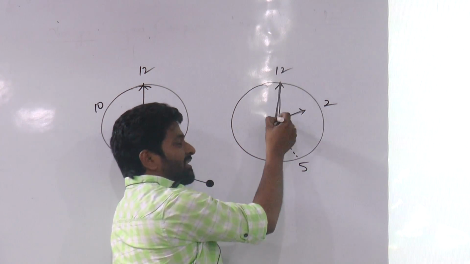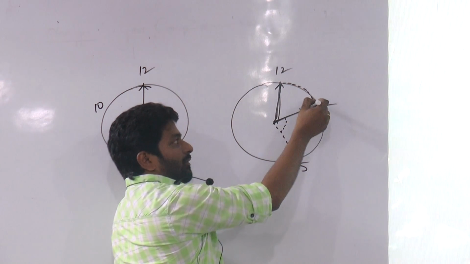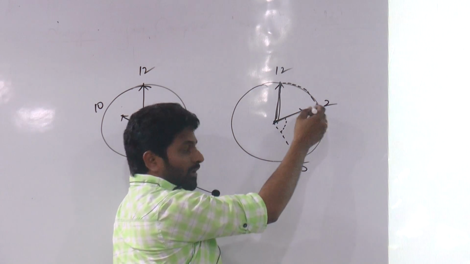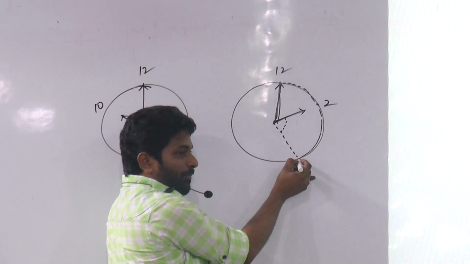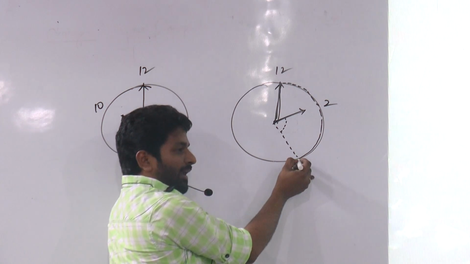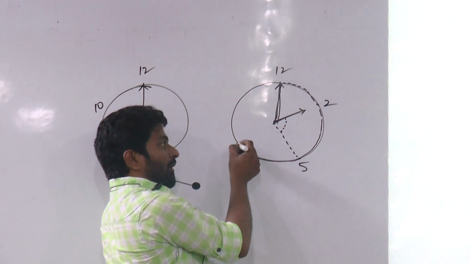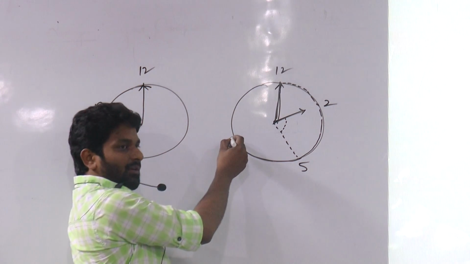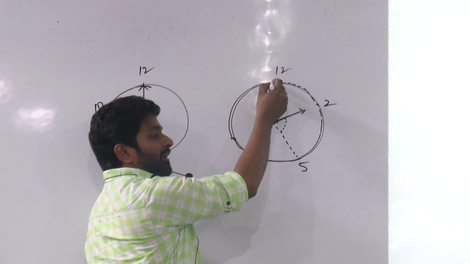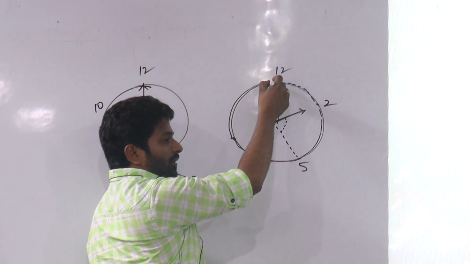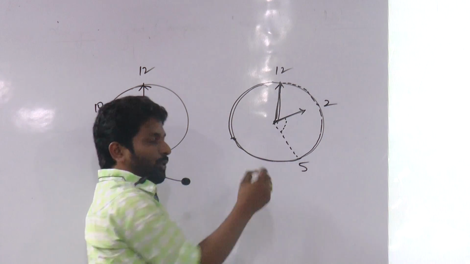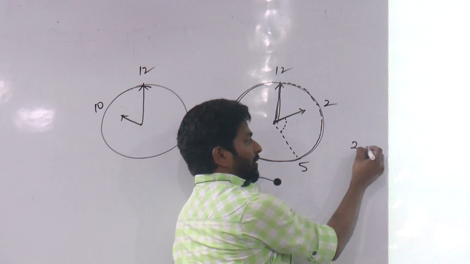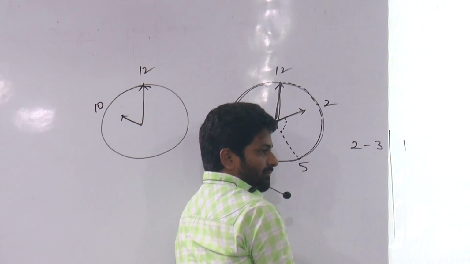Now this is your minutes hand. Both the minutes hand and hours hand are together. Here it will form 90 degrees. Here, somewhere around here, it will form 180 degrees. And now at this point it will be 3 o'clock. So between 2 to 3, how many times do we have the right angle position? Only 1 time. Okay?